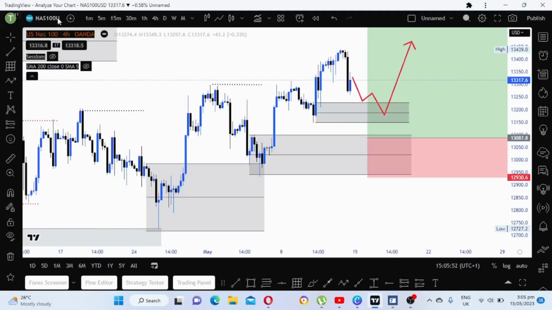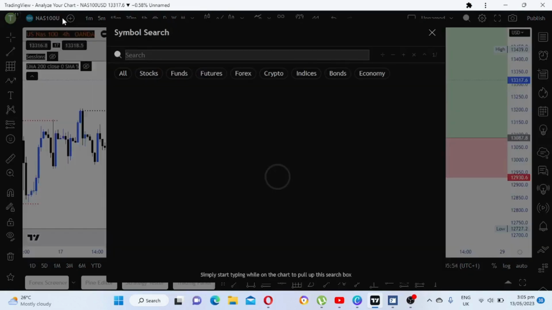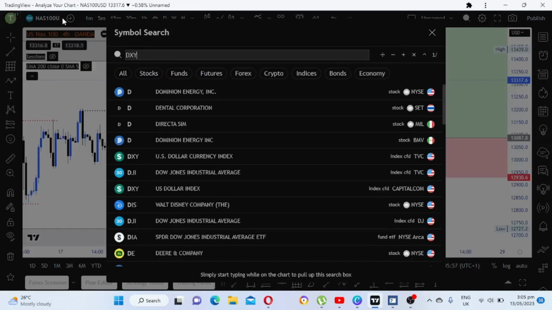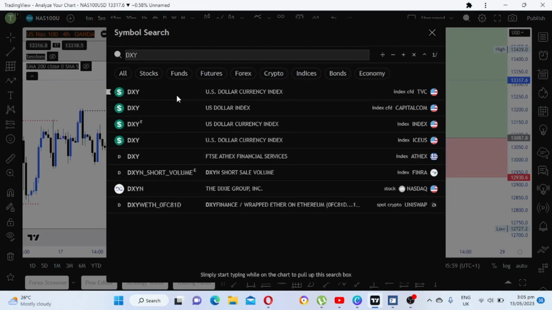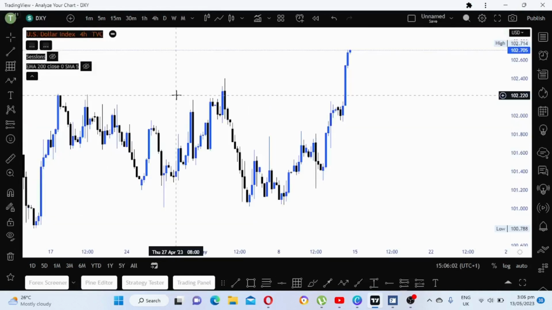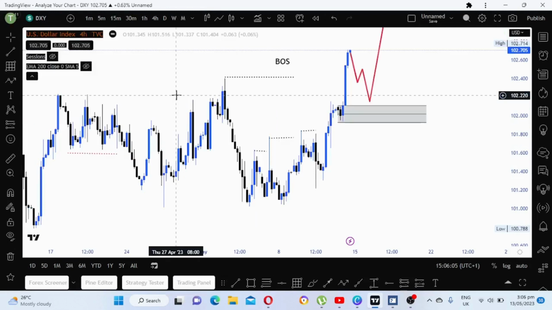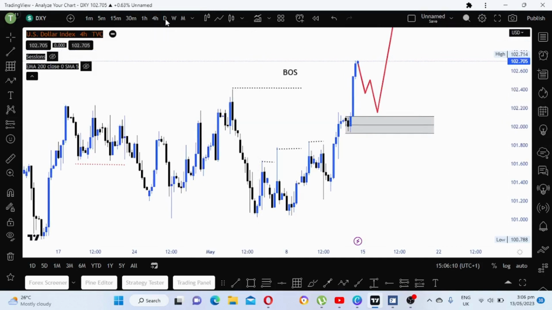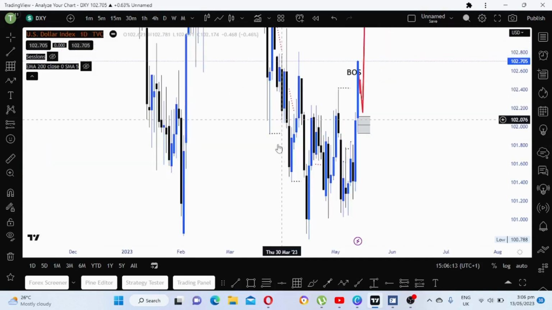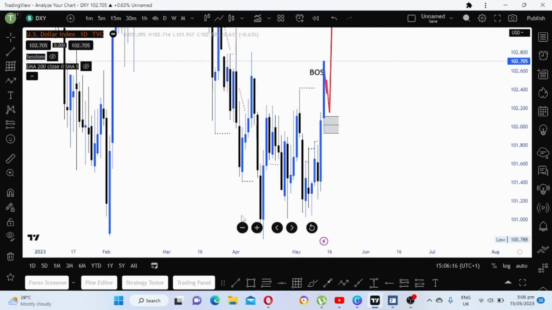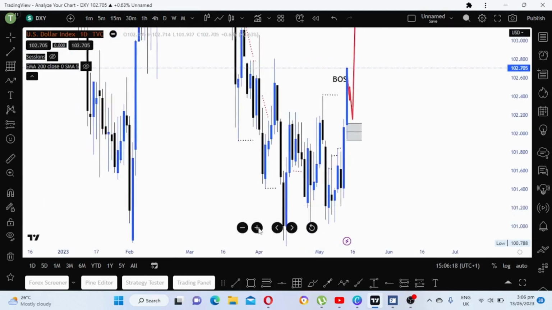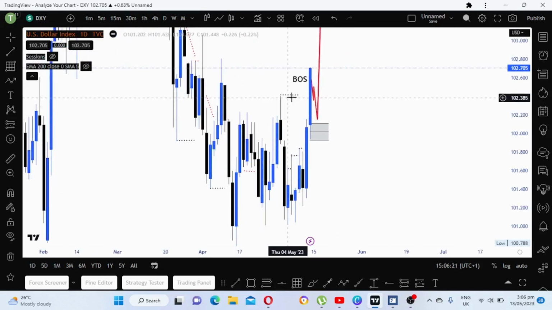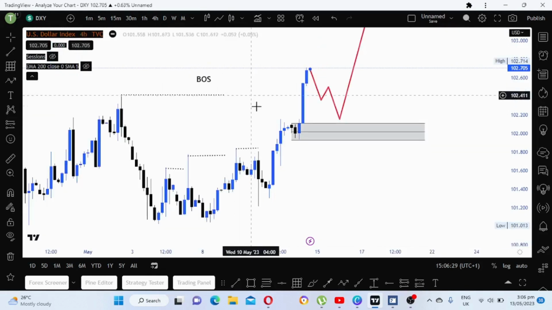Now looking at the chart, as we normally start with the DXY. We always start with the DXY. As you can see here, DXY has been bullish. It turned bullish the whole last week. As you can see here, we had a break of structure. Now we are looking for what? We are looking for a pullback. Next week we are looking for a pullback.